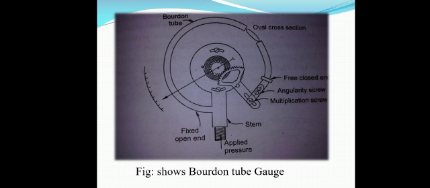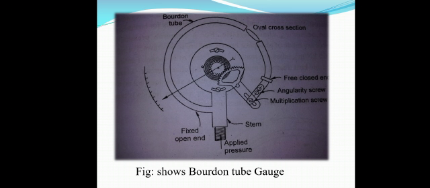So this is the diagram of the Bourdon tube gauge. Now I will show the working principle of the Bourdon tube gauge. These are the elements attached to the Bourdon tube gauge. First, stem, fixed open end. Next, the Bourdon tube, top of the Bourdon tube, whole cross section. Next, free closed end, angularity screw, multiplication screw. So these are the elements of the Bourdon tube gauge.